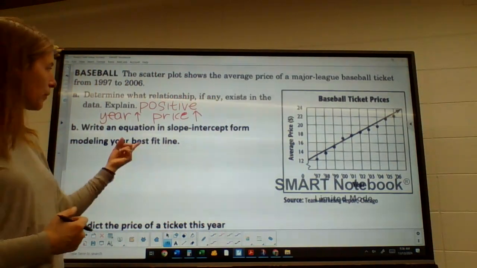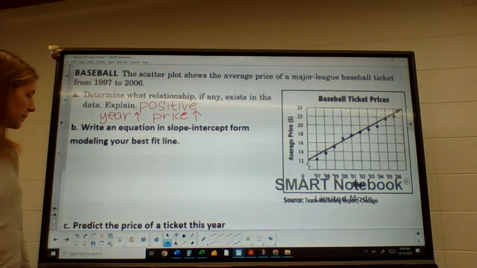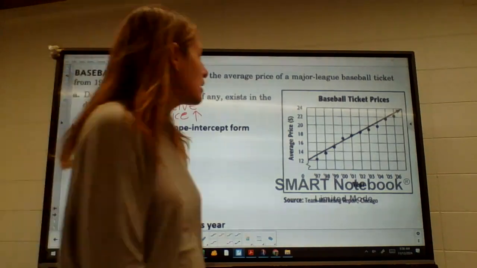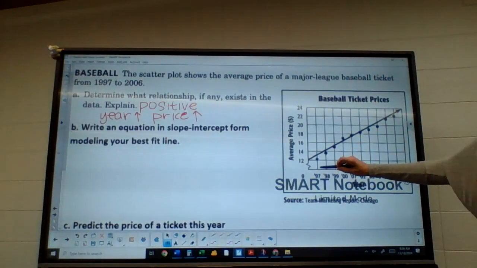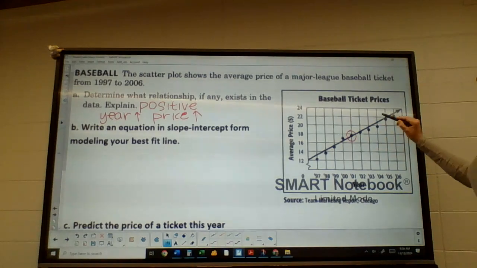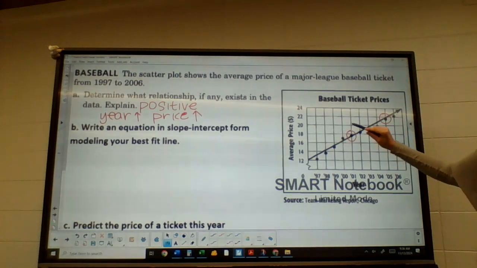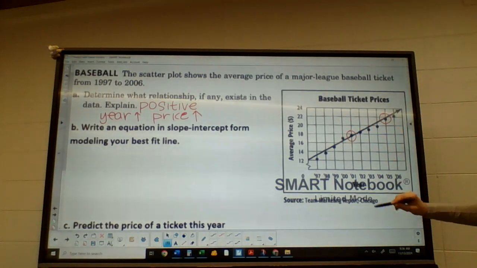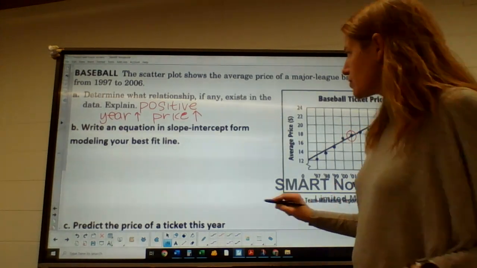So they want us to write an equation of the line in the slope-intercept form. So what we're going to do is pick a couple points that we think are good points to use. I like these two because they're kind of close to like a coordinate point. So my year here is 2001.